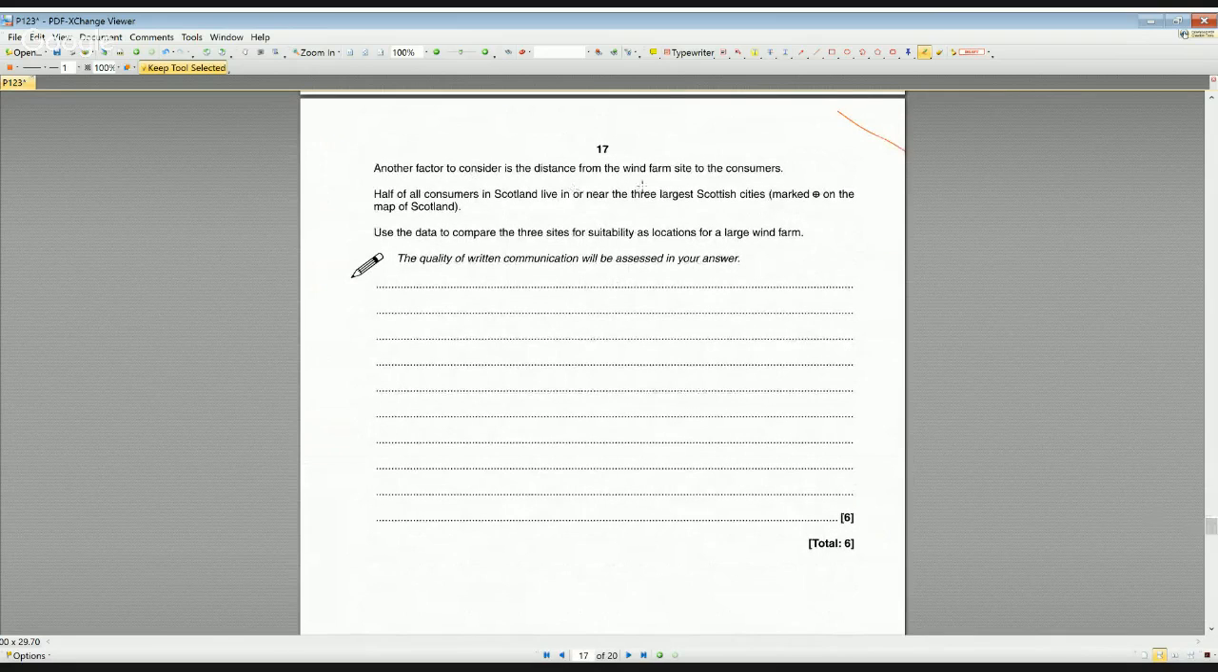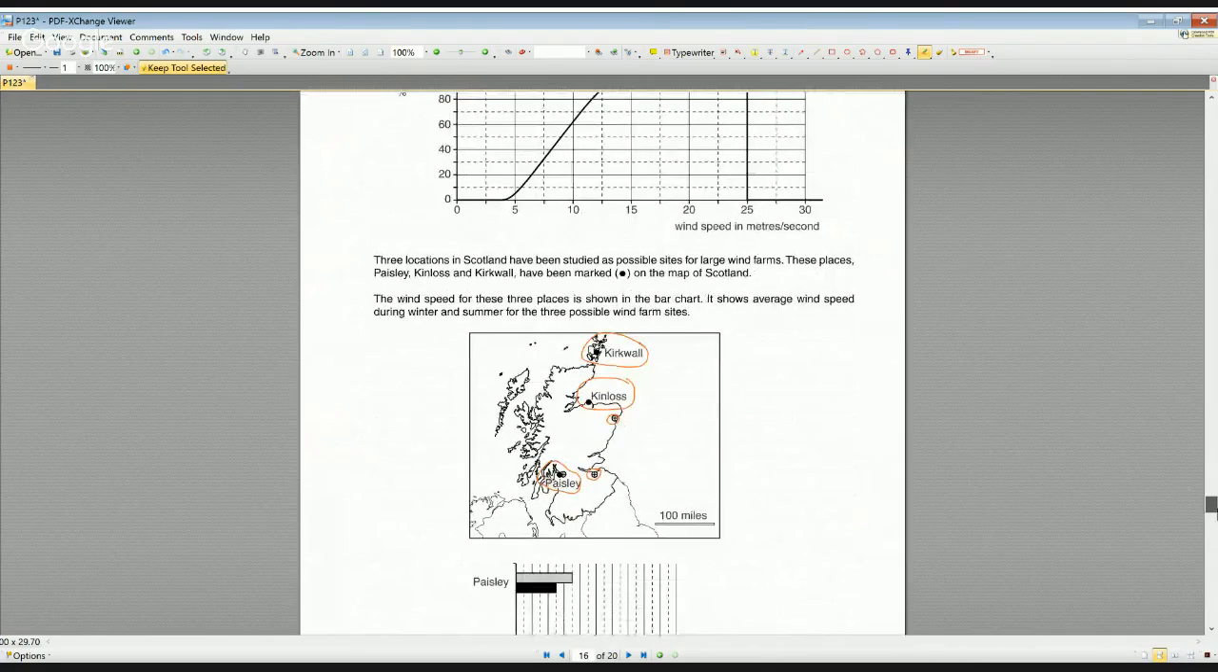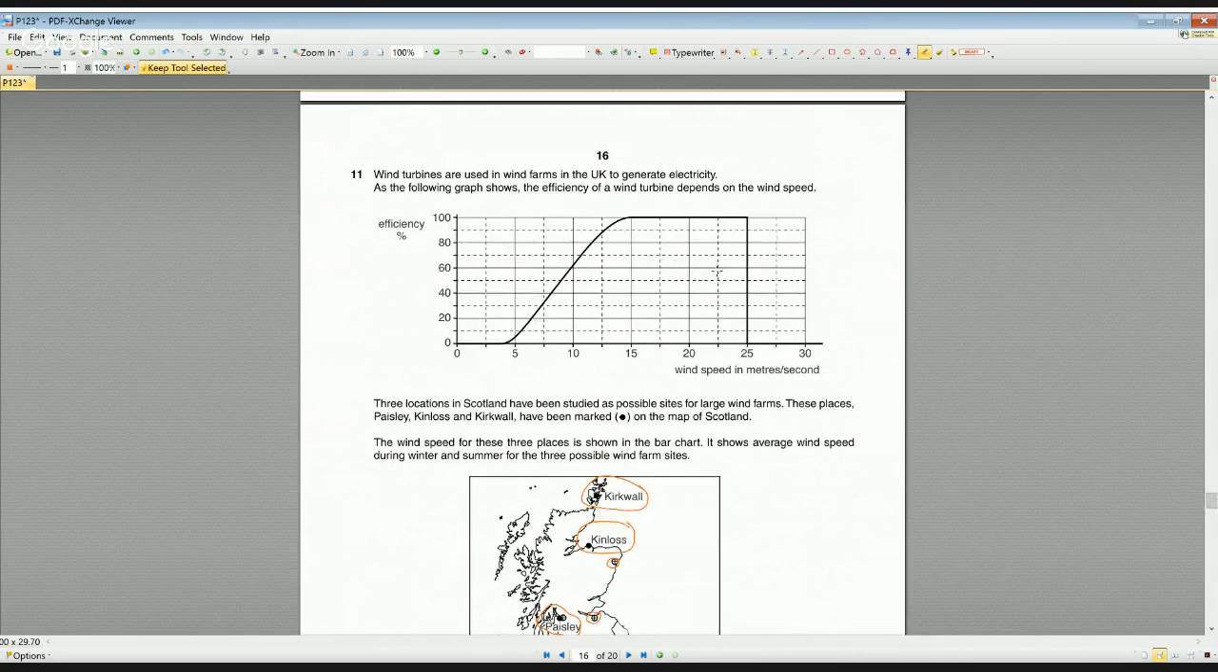So another factor to consider is the distance from the wind farm to the consumers. Finally, it says use the data to compare the 3 sites for suitability as locations for a large wind farm. Essentially, in terms of marking this question, what the examiner was looking for was a weak candidate, 1 to 2 marks, probably has just talked about the distance. So said that Kirkwall is further away from the cities, therefore that's a problem, or therefore that's a good thing, whatever.